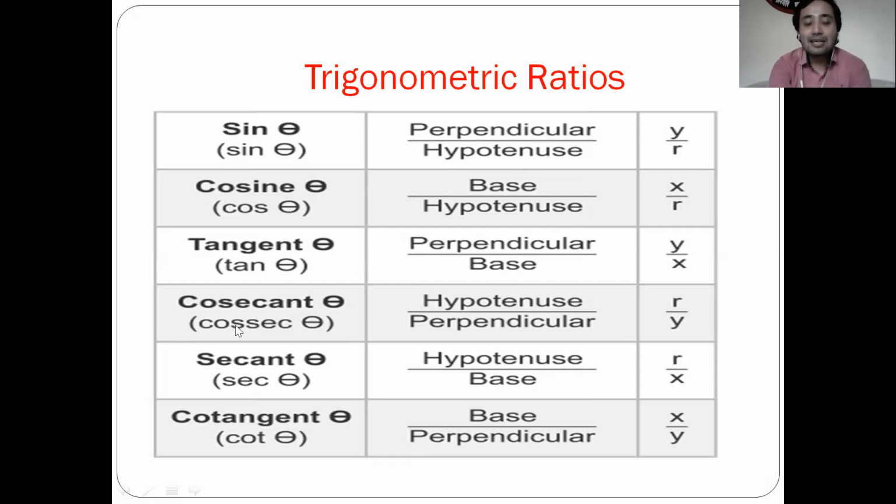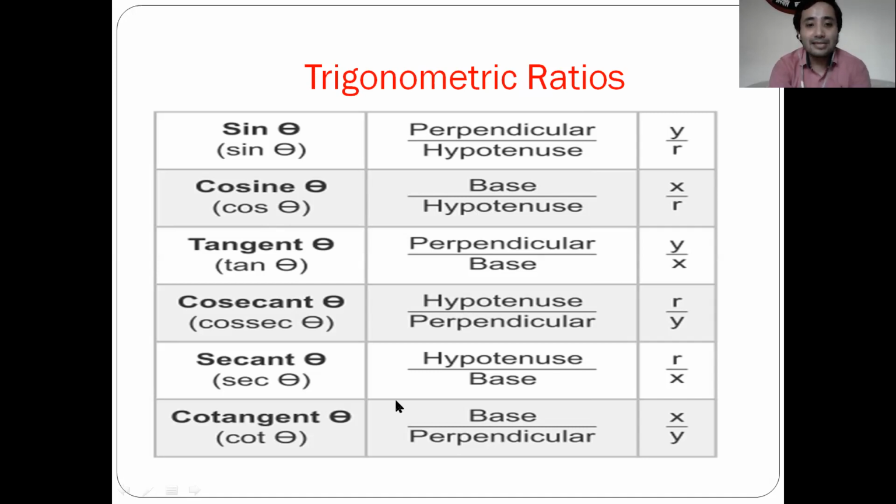Then cosecant theta or cosec theta is the reverse of sine. So sine, what will we be having? Perpendicular by hypotenuse. So cosec, I said, is the reverse of sine, so it will be just the reverse of sine, that is hypotenuse by perpendicular. Similarly, secant of theta is the reverse of cosine of theta or cos of theta. So if this is base by hypotenuse, then the reverse of this one will be what?